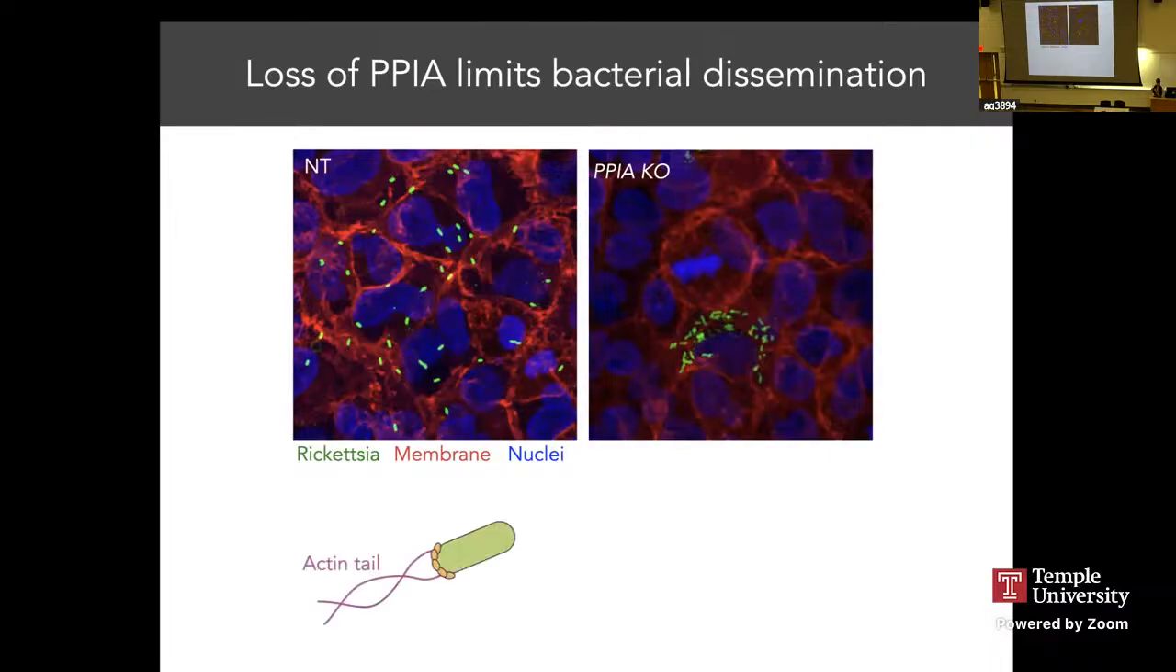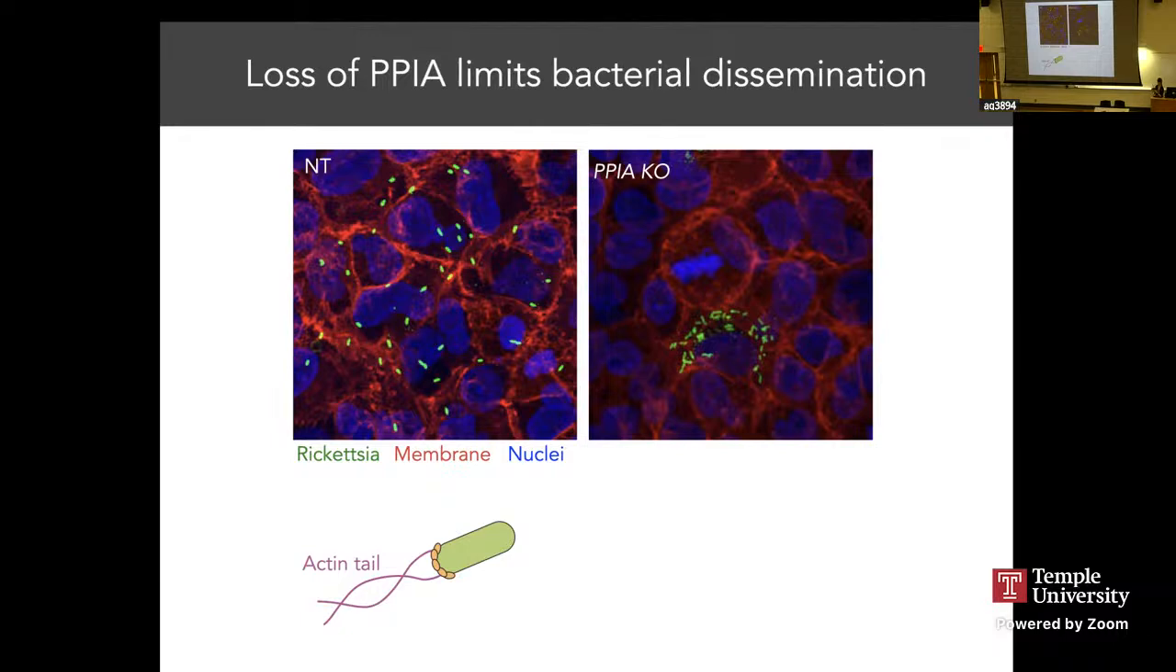And you can see that, as expected, the bacterium have gotten into the cell, and they make those actin tails, so they've disseminated through the tissue. But on the far right, in the PPIA knockout cell, the bacterium seem like they've gotten in, but they're stuck. They're not able to leave that first cell. And this is a really striking phenotype in our field.